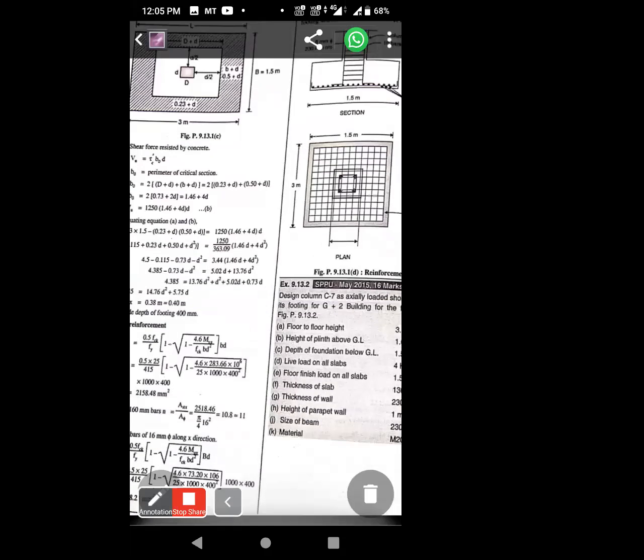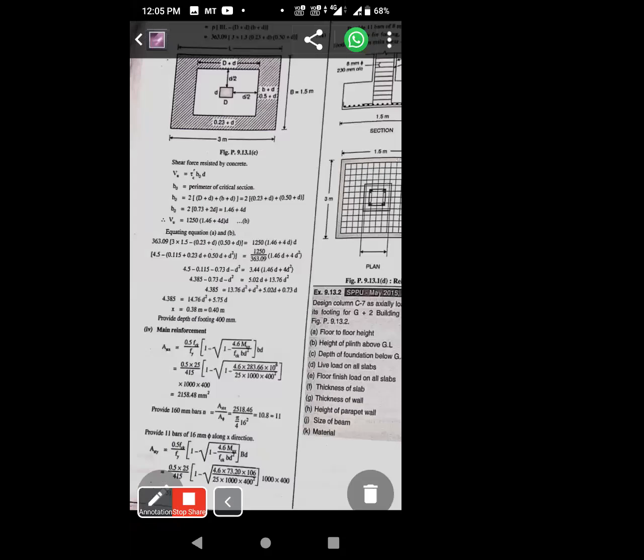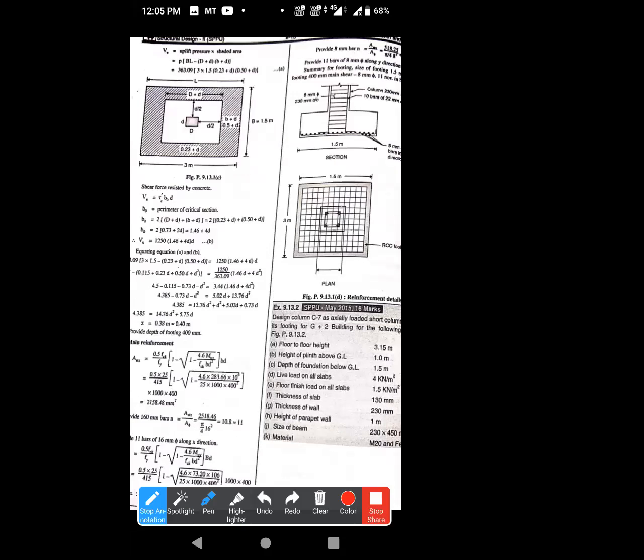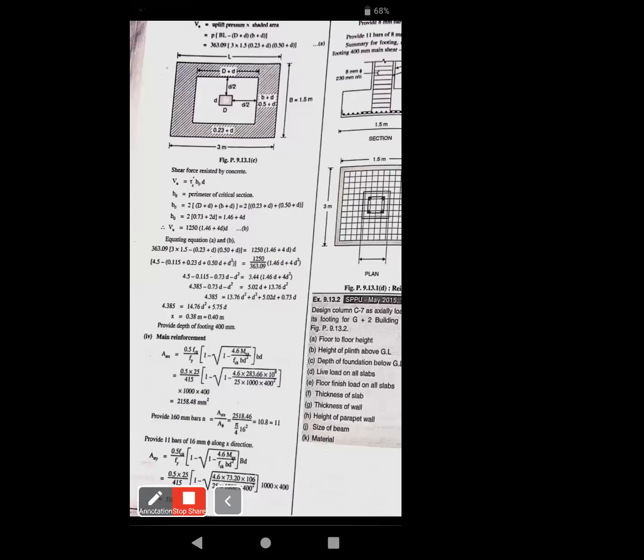We were on the question. In the middle of it we stopped the lecture. Here we are dealing with the main reinforcement. Here it is provided with the formula for AST. You have to go with the AST and find the ASTX.